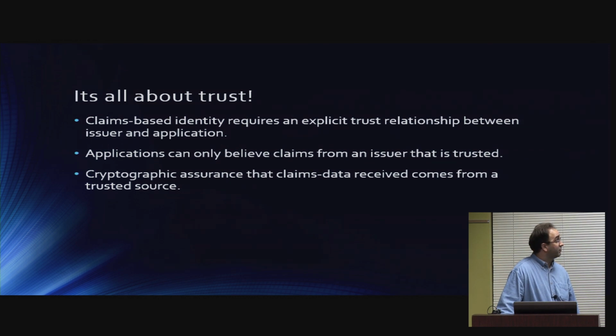And basically, it's all about trust. This whole notion of trust. Your application has to trust the issuer. The issuer has to know about the application. Claims-based identity requires an explicit trust relationship between the issuer and the application. There has to be that trust there, that you trust this issuer, that the information he's giving you is secured and is correct.